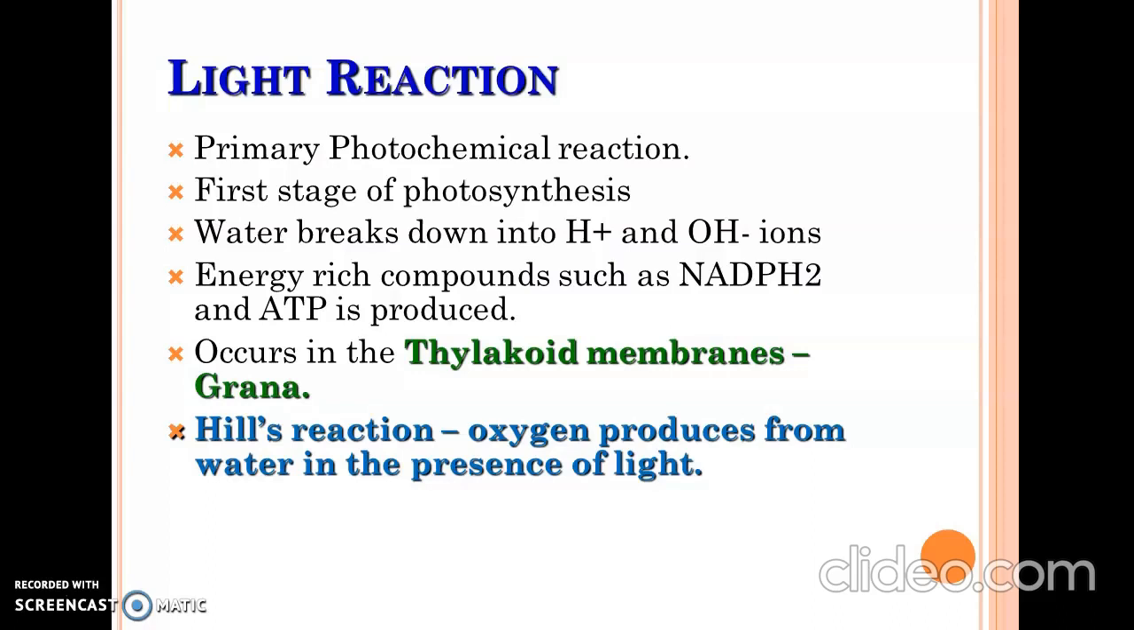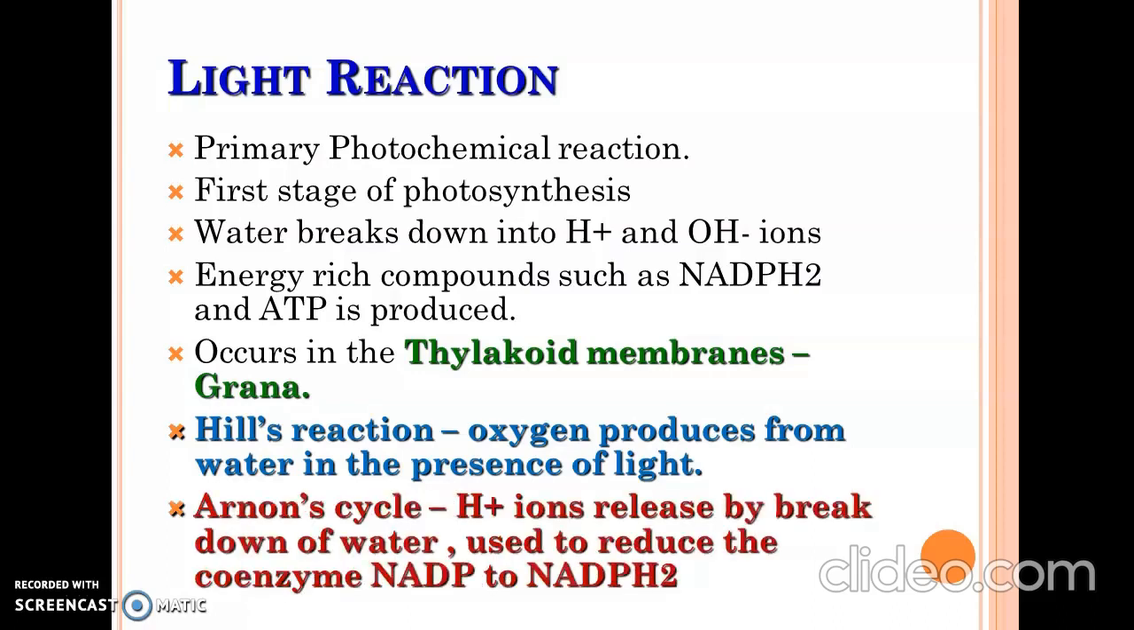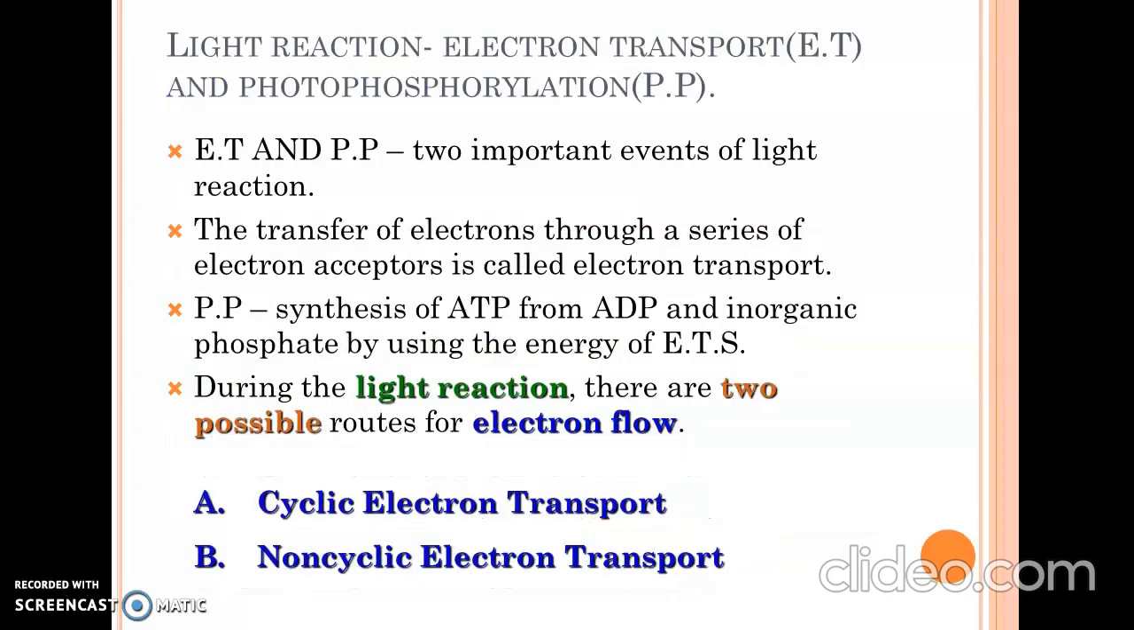So this light reaction where the oxygen is produced in the presence of sunlight from the water is known as Hill reaction, and it is also known as non-cyclic, where the NADP is reduced to NADPH2, that is the energy rich compound. Right. So here the light reactions are of two types. One is photophosphorylation, and in this photophosphorylation, the cyclic one is there and the non-cyclic one is there. Okay, so first we will see what is the cyclic and the other one is non-cyclic.